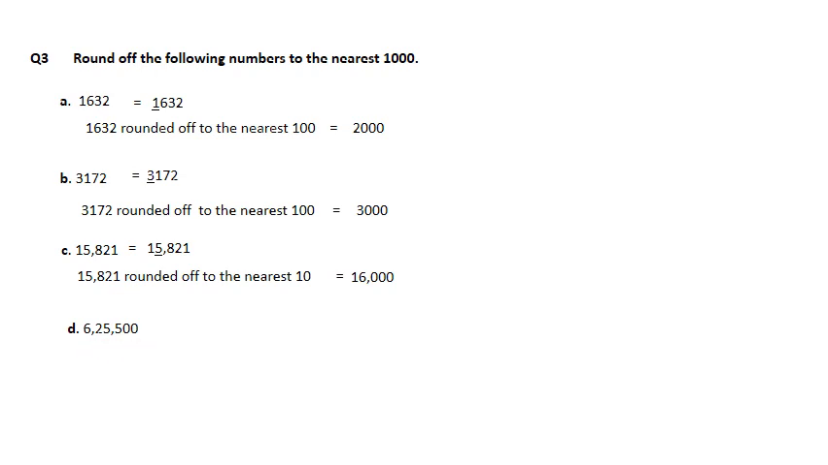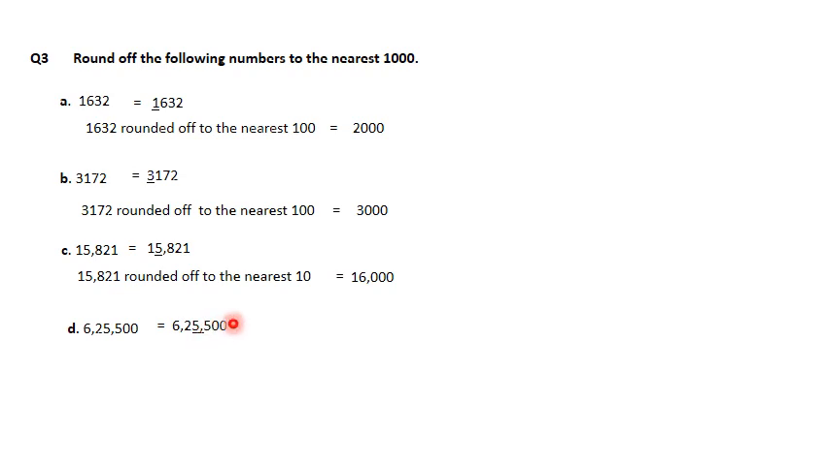Next one, 6,25,500. Okay, now first we'll underline the thousands place. The thousands place here is 5. Now we'll look at the hundreds place. The hundreds place here is 5, which is more than or equal to 5.